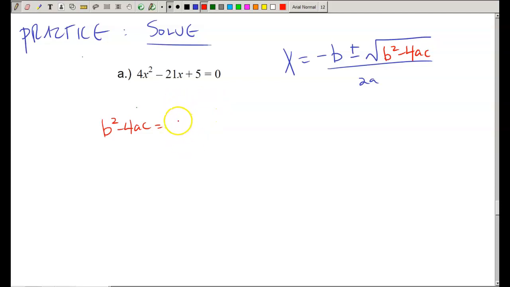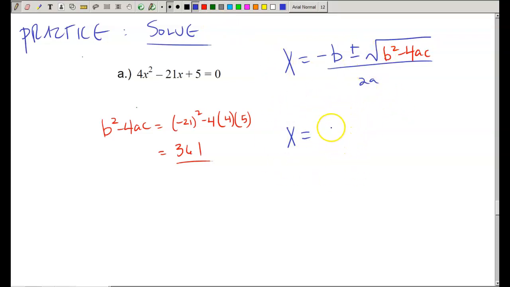So b squared, and that's going to be negative 21 squared minus 4 times a, which is 4, times c, which is 5. So I basically plug all this in. We get negative 21 squared minus 4 times 4 times 5 is 361. There's my discriminant there. Okay, so that's a positive number, which means I know I'm going to have two solutions. And so I'm going to continue with my quadratic formula.